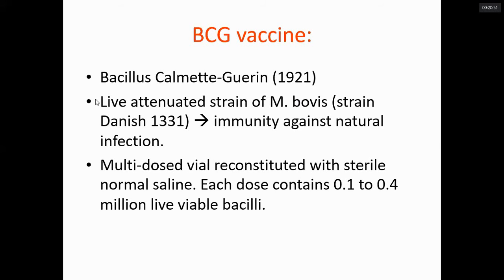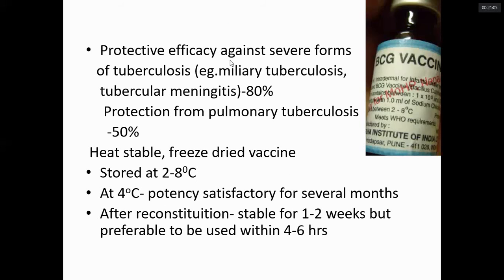It is a live attenuated vaccine, the organisms are attenuated, their potency is attenuated, and that is kept in the vaccine. The protective efficacy is for miliary tuberculosis, and this is also very important for you, for miliary TB and tubercular meningitis. So the protection is 80%, and for pulmonary tuberculosis it is only 50%.